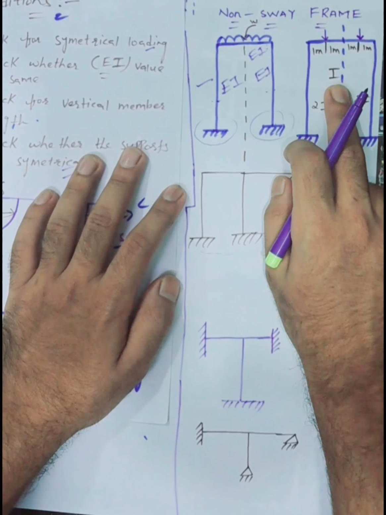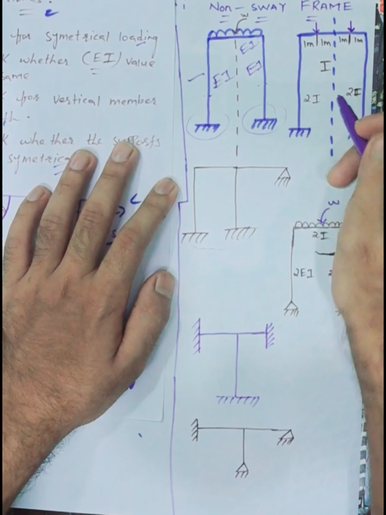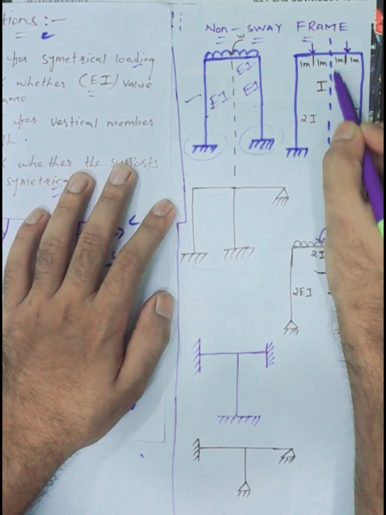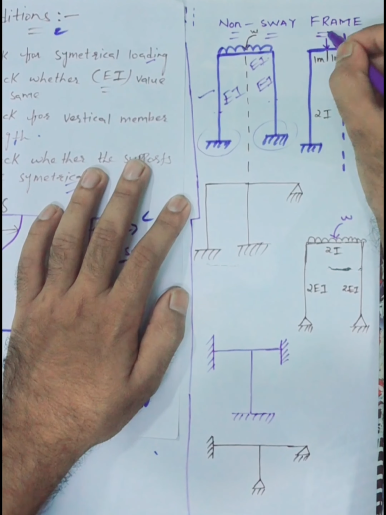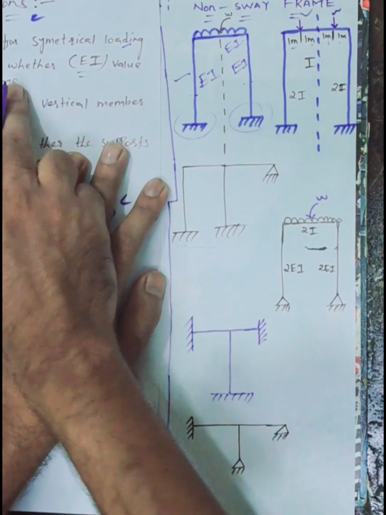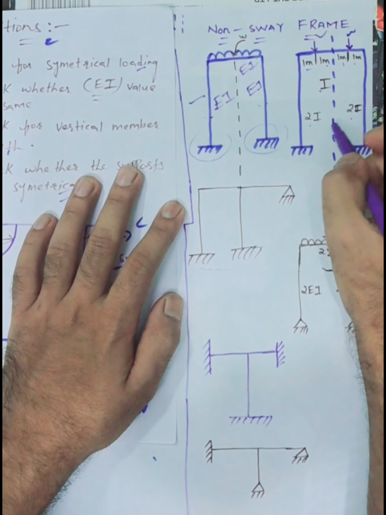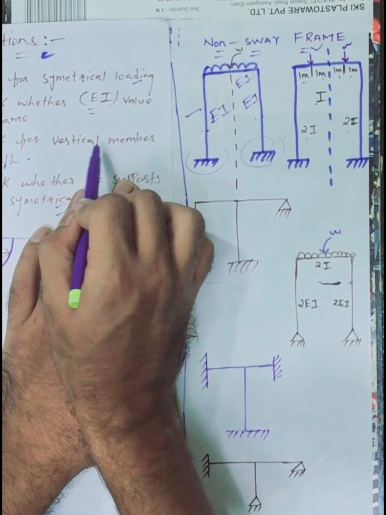Next, this one. Then here, let's see. Check for symmetrical loading. Yes, there is symmetrical loading with some W with 1 meter, 1 meter, 1 meter, 1 meter. Okay. Then let us check whether EI value is same. 2EI, 2EI, 2EI. Yeah, it is same. It is satisfied. Check whether vertical members length.